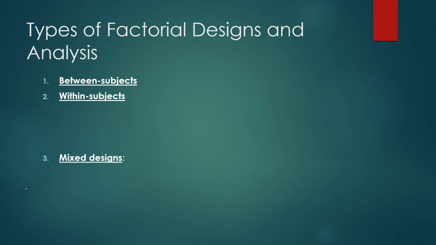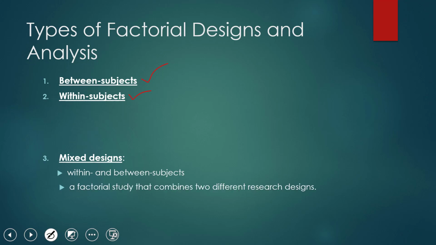So another type of design is a mixed subjects design, and it's kind of like it sounds. You take some of the elements of a between subjects design and some of the elements of a within subjects design, and you combine them together. So it's both within and between subjects. So in other words, a factorial study that combines two different research designs. And it's used when one factor is thought to potentially threaten the validity. It could be different types of validity.